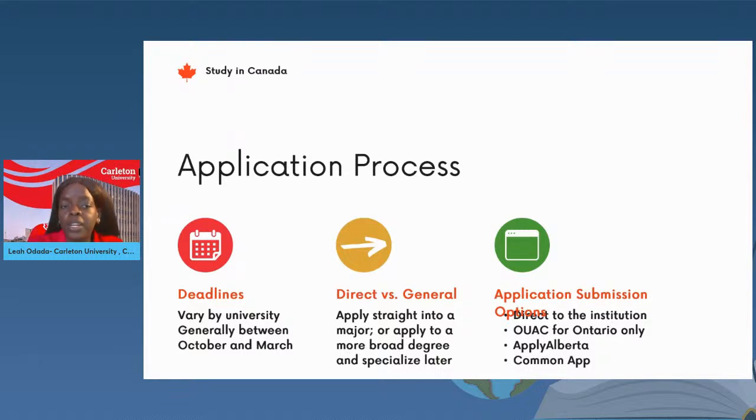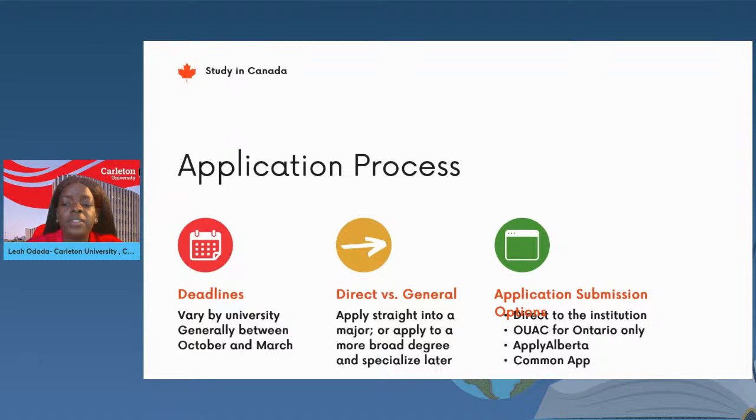If you're applying to Alberta, you might see Apply Alberta. That is the common application for Alberta universities. If a university doesn't have a presence in either of those platforms, you can apply directly on their website. So many universities in Canada have a direct application.